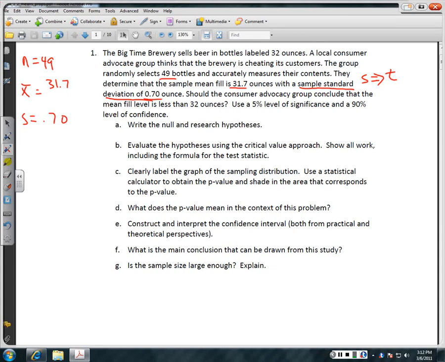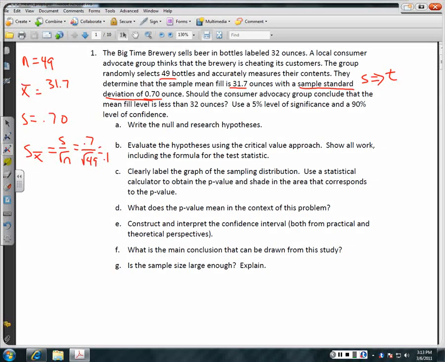If you have sample standard deviation, you're doing a t-test or a t-interval. I'm going to go ahead and calculate then the standard error, but now it's s_x-bar because we have sample standard deviation. S divided by the square root of n is 0.7 divided by the square root of 49, and I believe that's going to be 0.1. I'm going to use my calculator. Yes, 0.1.